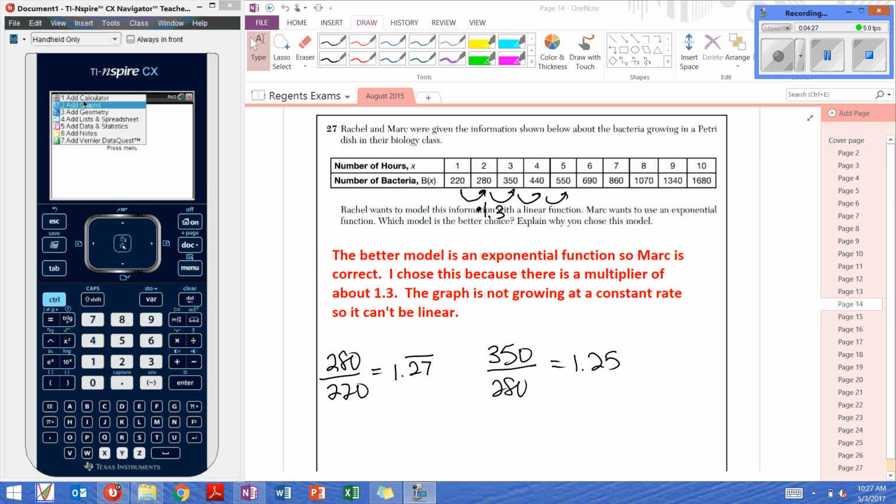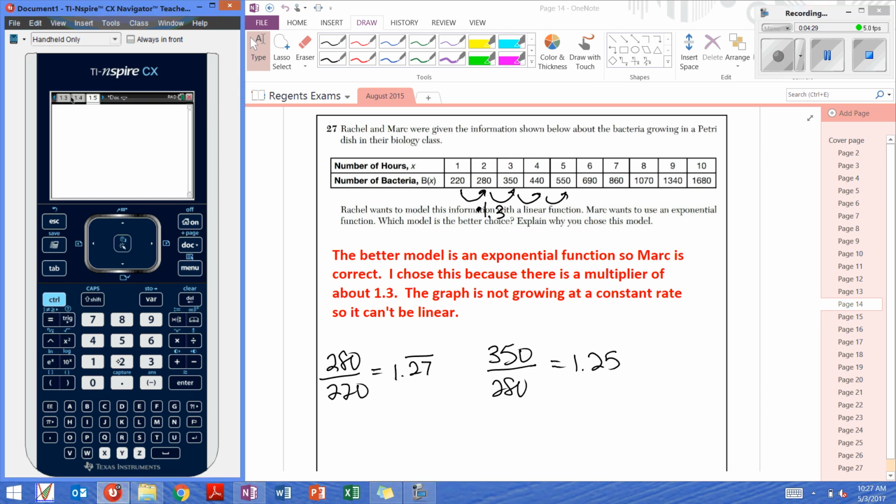So how did I find that out? Well, I just did a quick check. I did 350 divided by 280, and I put a decimal in there so it would give me a decimal output. And then I just tried it again, so like 440 divided by 350, to see if I get a number that's close. And remember, this is real data, so it's about 1.3-ish.